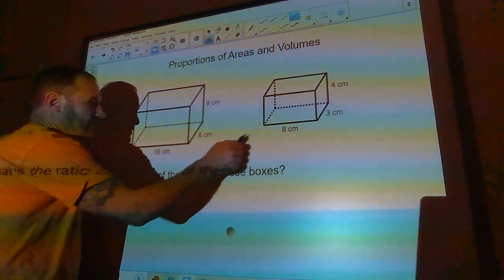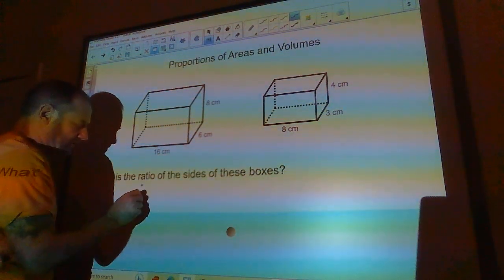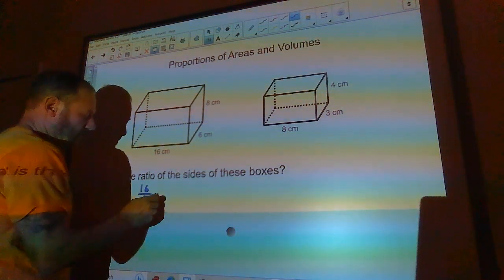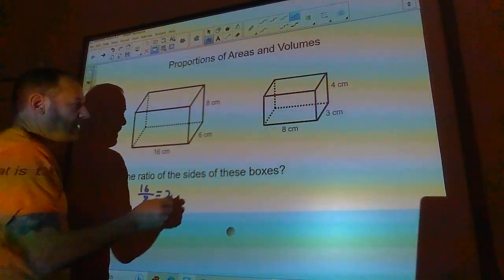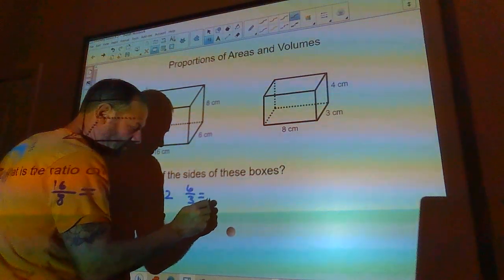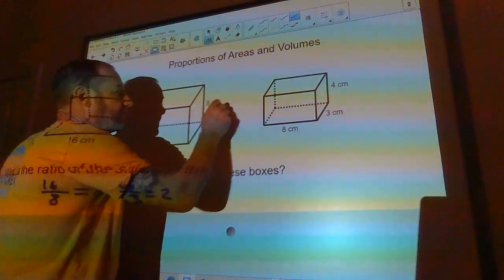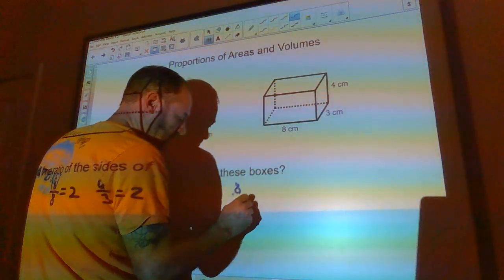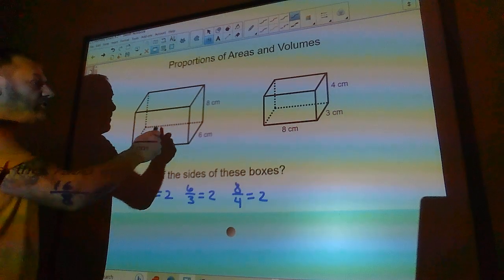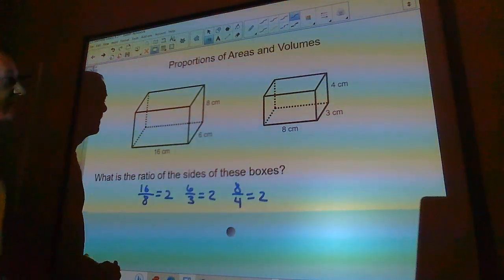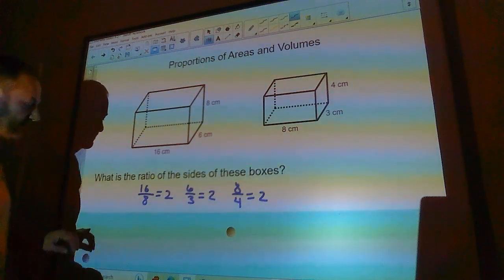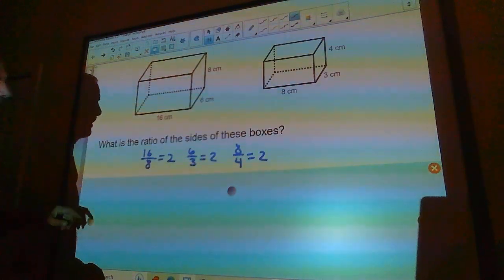Well, if I take these two sides, they correspond to each other. I take 16 over 8, which is 2. And then I've got 6 over 3, which is also 2. And I've got 8 over 4. That's also 2. So all these have a ratio of 2 to 1. Okay? So this box is twice as big as that box over there.